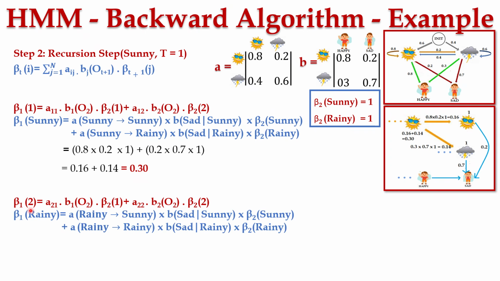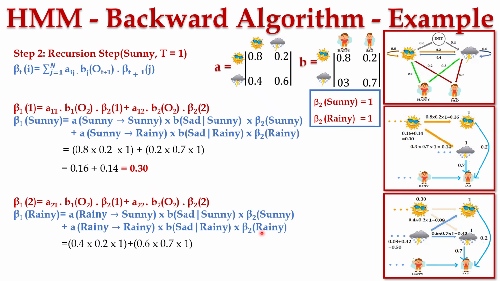Beta 1 of 2 represents the first backward variable of the state rainy. A21 represents the transition probability from the state rainy to sunny. B1 of O2 represents the emission probability of sad given sunny. Beta 2 of 1 represents the second backward variable for the state sunny. A22 represents the transition probability from the state rainy to rainy. B2 of O2 represents the emission probability for sad given rainy. Beta 2 of 2 represents the second backward variable for the state rainy.